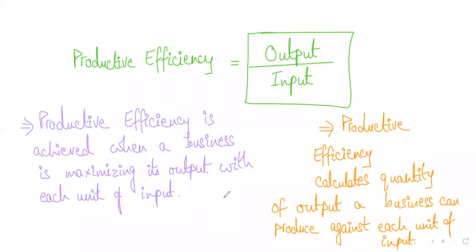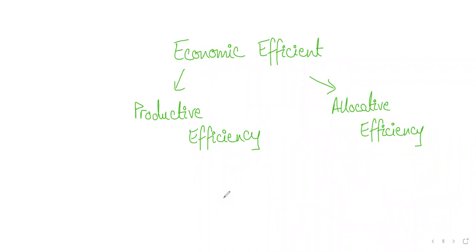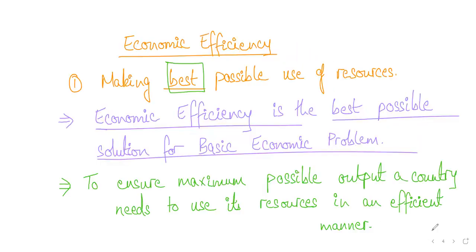Now we know, so let's do a quick recap and then move forward from here. We are talking about economic efficiency. We started our discussion by saying that economic efficiency is important. Why? Because every country is faced with the basic economic problem, which means you have limited resources and unlimited wants. So if you want to maximize your output as a country, then you have to make the best possible use of those resources. You would do that by achieving efficiency in the use of your resources.